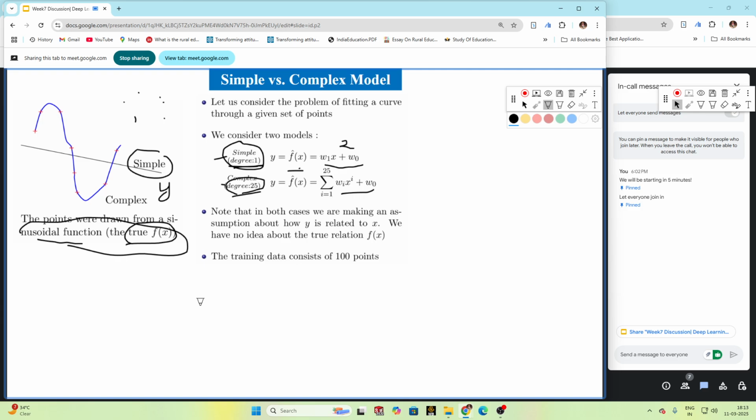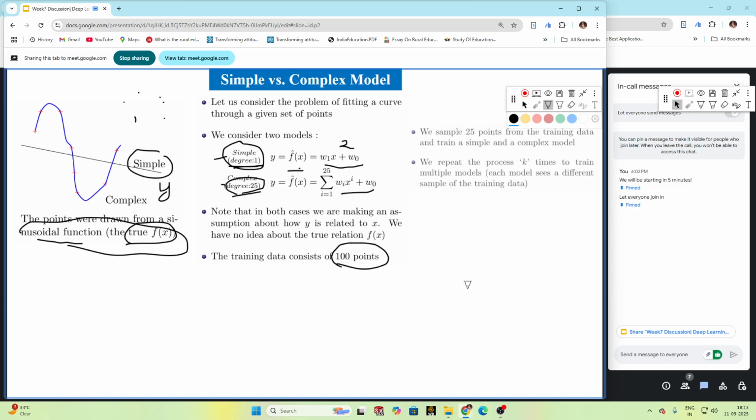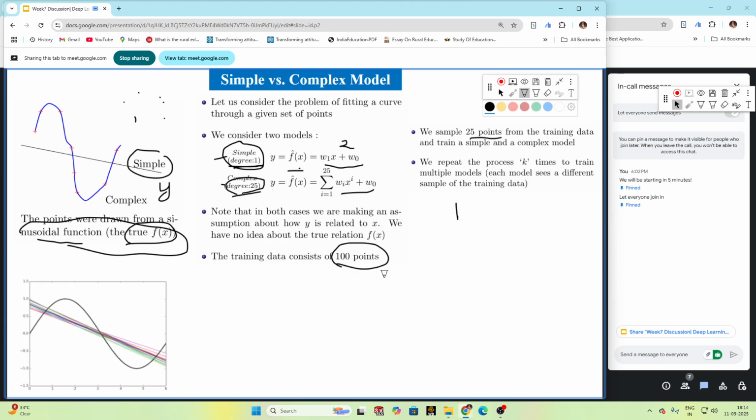Now what we will do is take a training data set consisting of 100 data points. Now we will sample these 100 data points in sets of 25 points, k number of sets. That means in the first set we will take 25 points, in the next set also we will take 25 points. Similarly we will take many such smaller training sets, k number of times, and then we will plot the function.